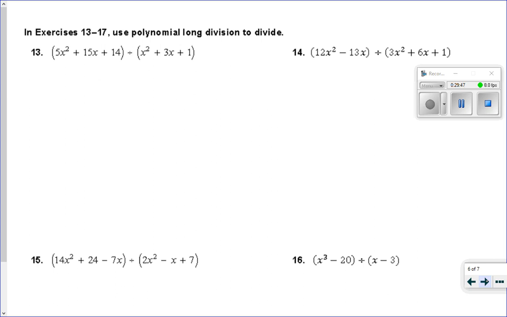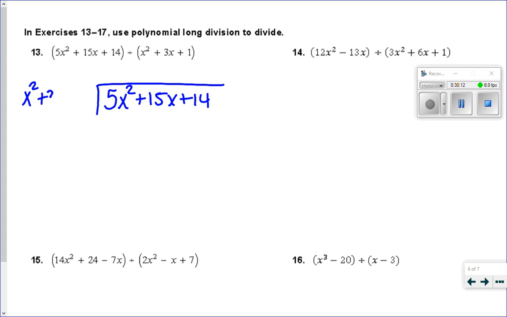So the only thing that's different about 13 is that your divisor is also a trinomial. That really doesn't change anything. You just got to make sure you distribute to all of that. So we're dividing here 5x squared plus 15x plus 14, and we're taking that and we're dividing it by that x squared plus the 3x plus the 1, okay?